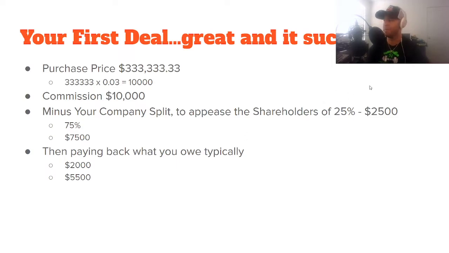I guess my picture covered up. It says your first deal, great, and it sucks. Most of that's because, like I said, you have something to pay back. So let's say you do a purchase price of $333,333.33, and you'll see I did that on purpose so that when we took 3% of that, we could get 10,000. So you can see here, I took 333 times 0.03, or 3%.